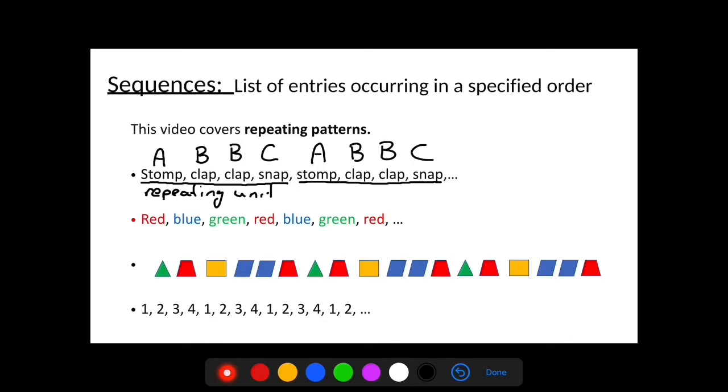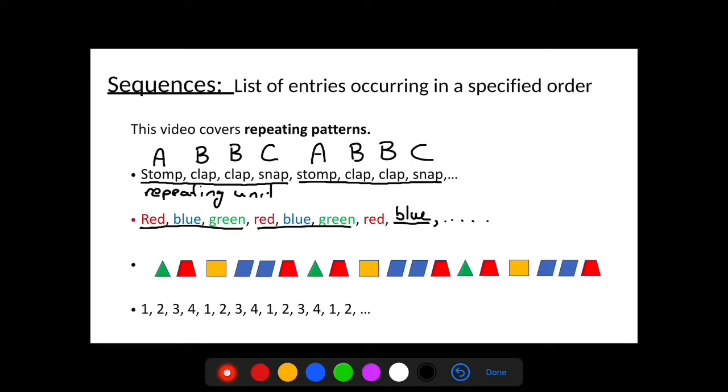In this next one, we could be looking at colors or we could be looking at words, and you can guess what comes next. Red, blue, green, red, blue, green, red, and we'd probably say blue comes next. Here our repeating pattern, red, blue, green, and we can continue on. We can get quite complicated.